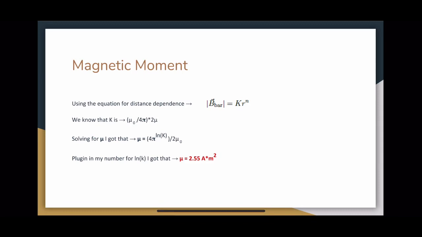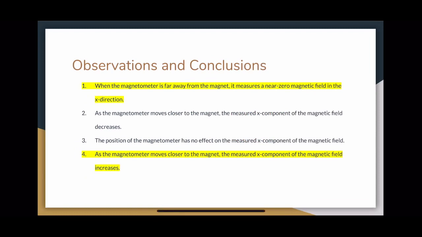For the magnetic moment, I use the equations for the distance dependence. I know that K is mu naught over 4 pi times 2 mu. When I plugged in those numbers and solved for mu, I got that mu equals 4 pi to the power of ln K divided by 2 mu naught. Using the value I got for the y-intercept of my plot, which is ln K, I got that mu equals 2.55 ampere meter squared.